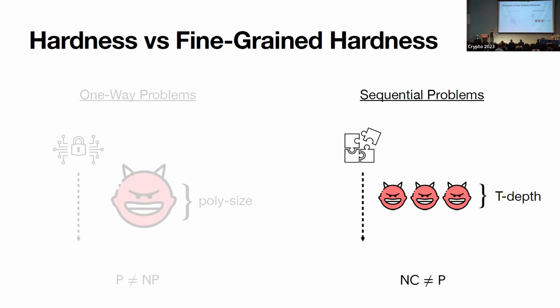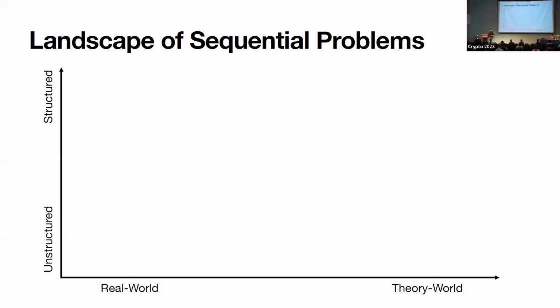Okay, so with that out of the way, let me tell you what is known, or what is conjectured to be sequential, in the land of time cryptography. Here I have a graph where on the y-axis I put structure. Structure is not really a well-defined term, but it essentially captures how many applications there are, how useful this sequential function is. And on the x-axis is real world versus theory world, which tells you how efficient versus inefficient the applications that we can build are.